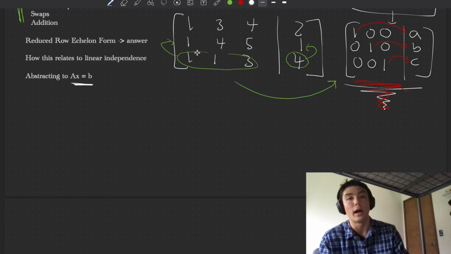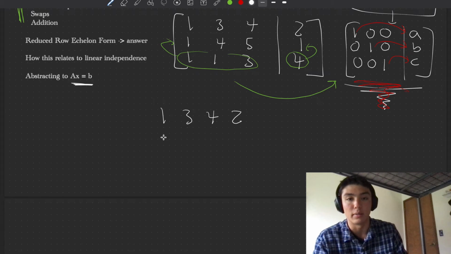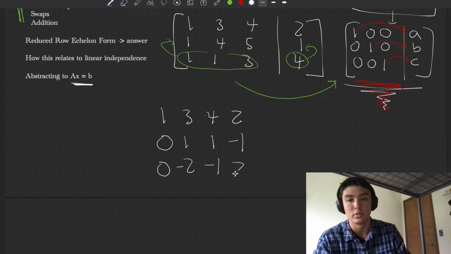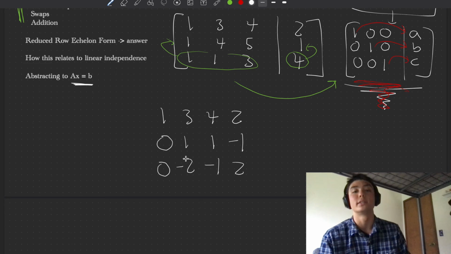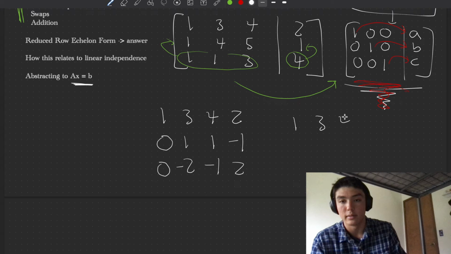So for example, I'm going to subtract the first row from the second row. And again, if you don't follow this, not really that important. Subtract the first row from the second row. I'm going to subtract the first row from the third row. I'm going to add twice the second row to the third row. I'm basically just following these rules. And as we get more practice, it'll be more natural.